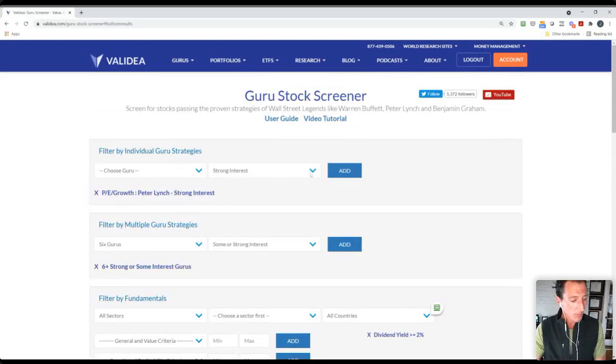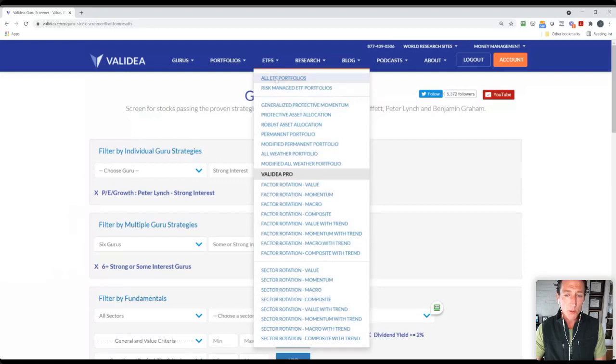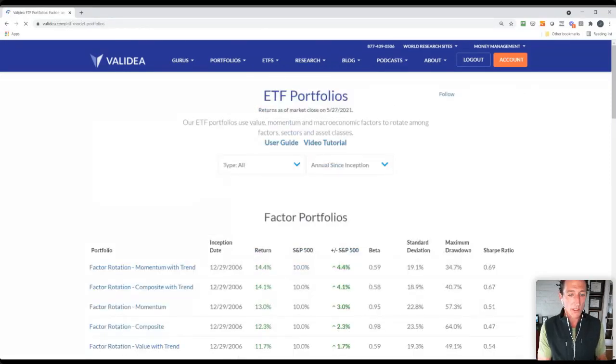I'm going to now pivot over to our ETF model portfolios. So we looked at the stock model portfolios. Well, we also run what I would consider more diversified ETF strategies and risk managed ETF strategies. So these are obviously going to be lower return over time, probably less risk. And we're kind of getting away from the guru models and we're using more factors.